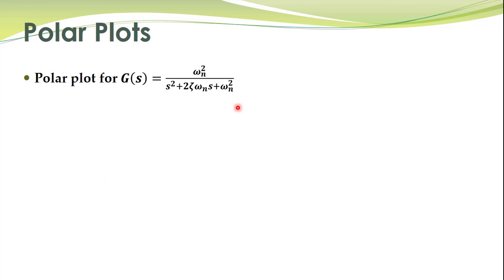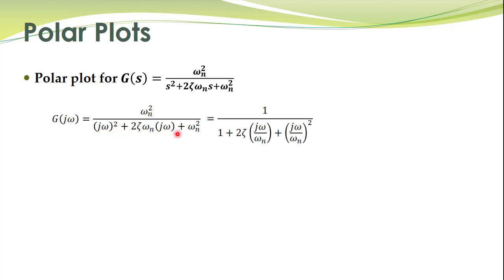We want to sketch the polar plot for this transfer function. Again, frequency response can be obtained by substituting s equal to j omega. This is the frequency response, and we can also write it in this form. Divide both the numerator and denominator by omega n square. In the numerator you have 1, since omega n square divided by omega n square is 1, written over here. This term is written over here, and this term is written over here. We have simply rearranged the terms.